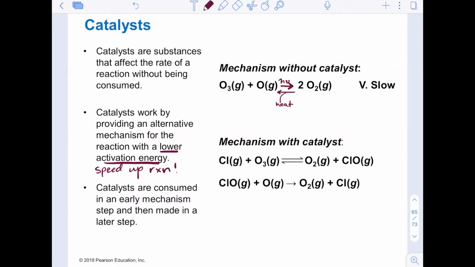Now, this reaction is very, very important to us. We need the ozone to be able to interconvert in this reaction forward and backwards. It is very slow, but it is very protective.